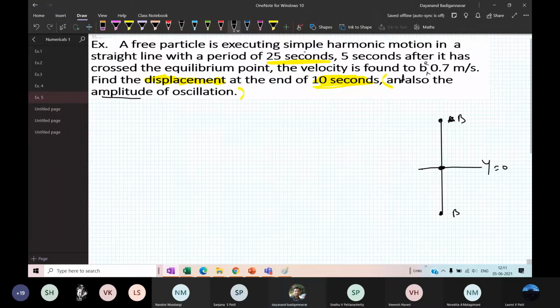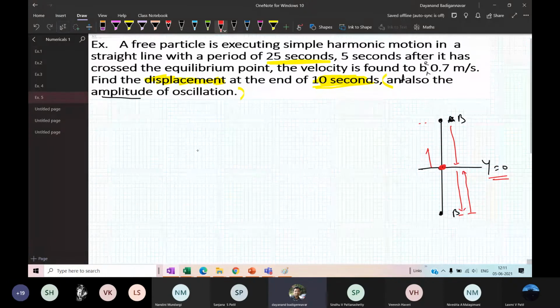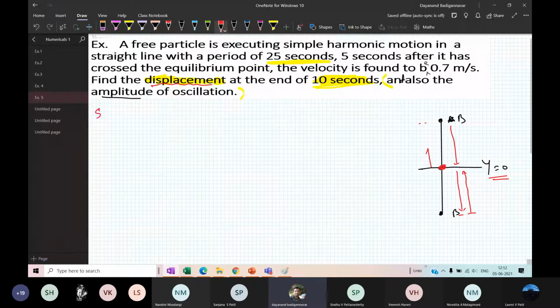What has happened is that I have a particle at this position, y equal to 0. It moves upwards and reaches point B. After that it goes back to equilibrium, then goes to point B in the negative direction, and again comes back to the origin, the equilibrium. This is called one oscillation. Now you have to find the displacement. What is the displacement?